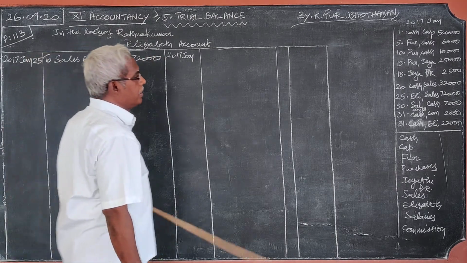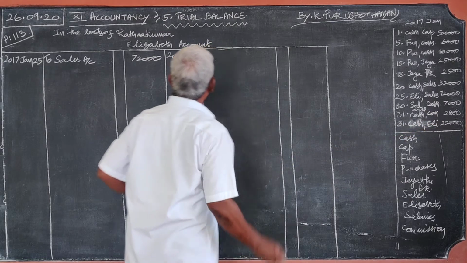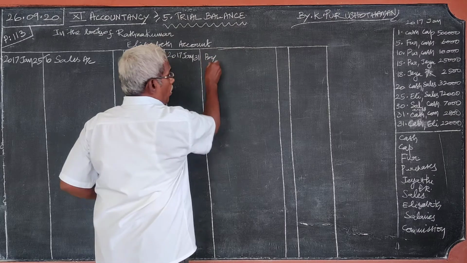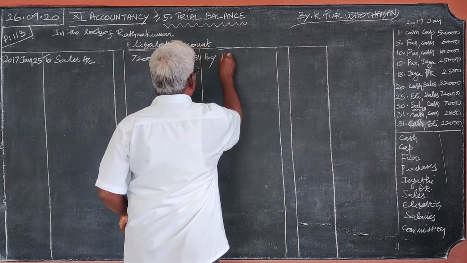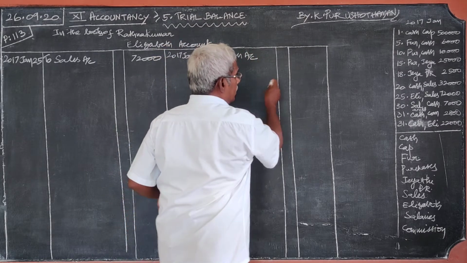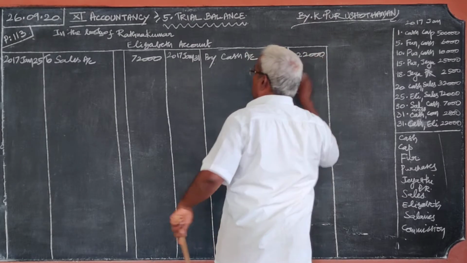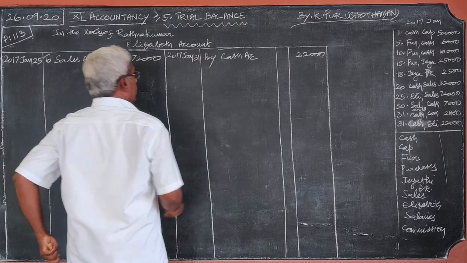Right. The next, Elizabeth on 31st appearing on the credit side. On 31st, what is coming along with that? Cash. So by cash account, the amount is 22,000. No more entry for Elizabeth account. So we can close.